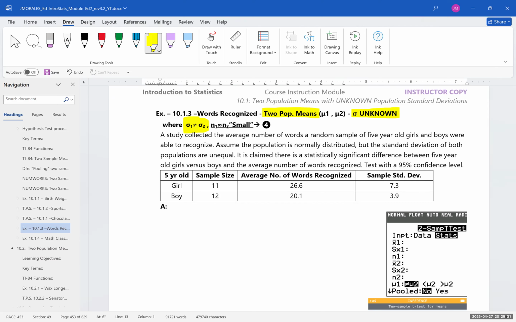All right, so a study collected the average number of words a random sample of 5-year-old girls and boys were able to recognize. Assume the population is normally distributed, but the standard deviation of both populations are unequal. It is claimed there is a statistically significant difference between 5-year-old girls versus boys and the average number of words recognized. Test with a 95% confidence level.